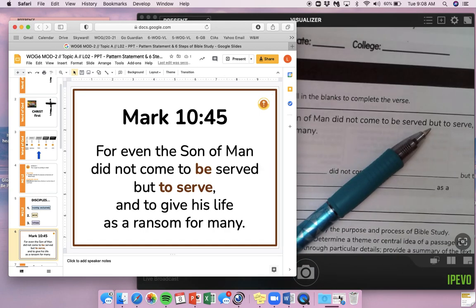Okay, I'm going to do it again. For even the Son of Man did not come to be served, but to serve. I'm going to do those 3 lines again. For even the Son of Man did not come to be served, but to serve. The next part goes right into the next 2 lines, so there's no pause. It goes like this. For even the Son of Man did not come to be served, but to serve, and to give his life as a ransom for many.